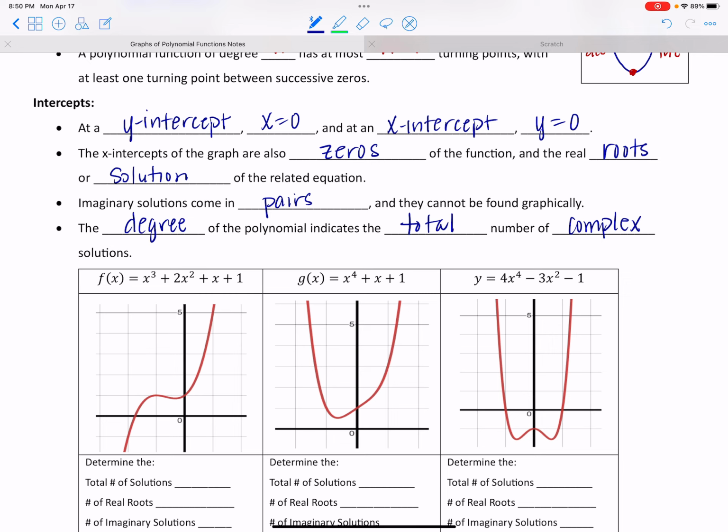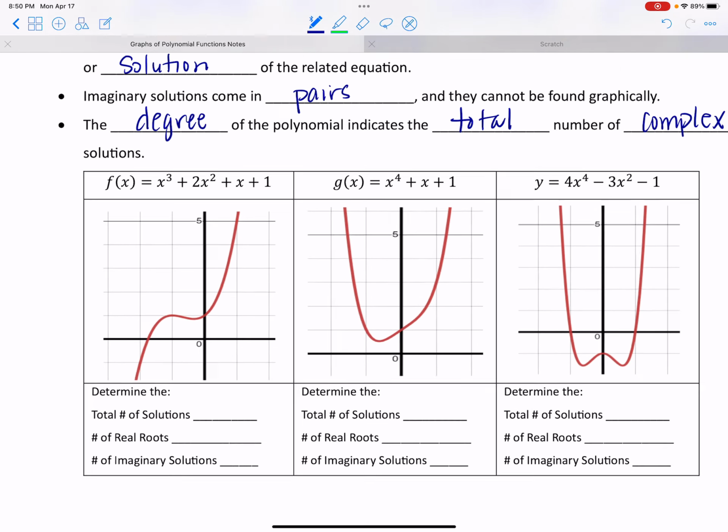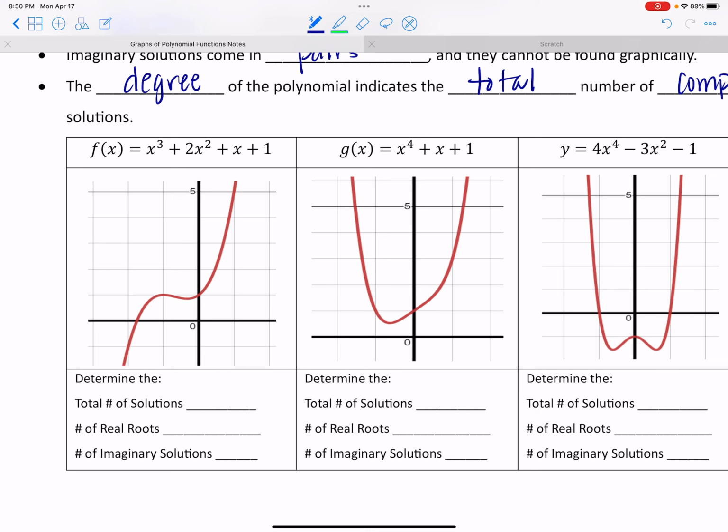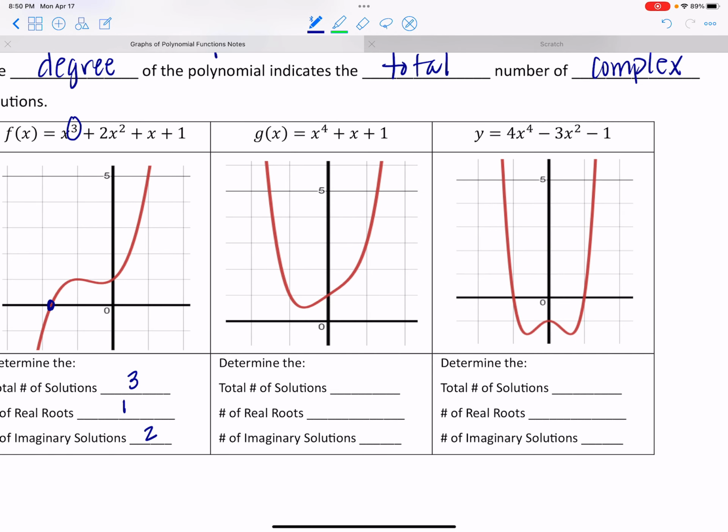So for instance, looking at this first box, I put a cubic function in here. So we've got a degree of 3. That degree tells me that I should have 3 total solutions. But when I look at the graph, it only touches the x-axis one time. So of the 3 complex solutions that exist, only one of them is real, which means the 2 remaining have to be imaginary. Okay. Looking at g of x, again, we have this degree of 4. That means there should be 4 total complex solutions. But this graph never touches the x-axis. So none of those roots or solutions are real, which means all 4 of them would have to be imaginary.